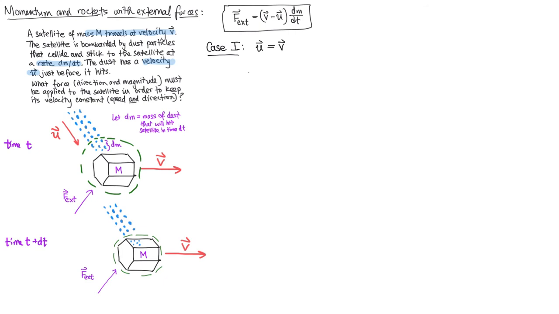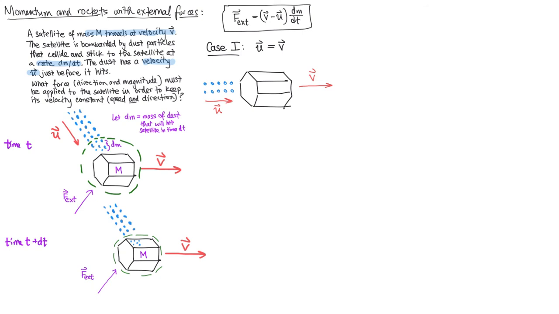Okay, so in that case we have our satellite like so, and we have our dust like so, and the satellite is moving to the right, and so is the dust, and they're moving to the right with the same speed. Well, this equation that governs the external force we have to apply says the force is proportional to v minus u, but if v is equal to u, we don't have to apply any force.